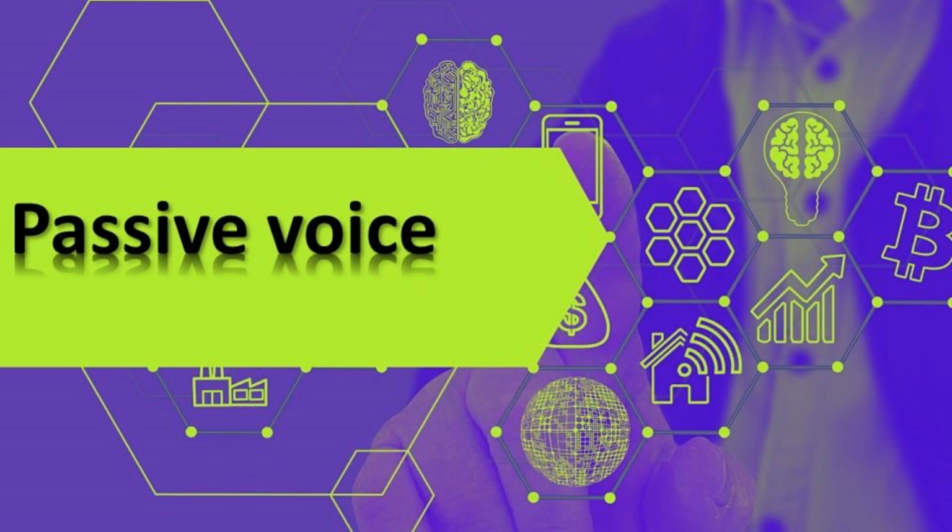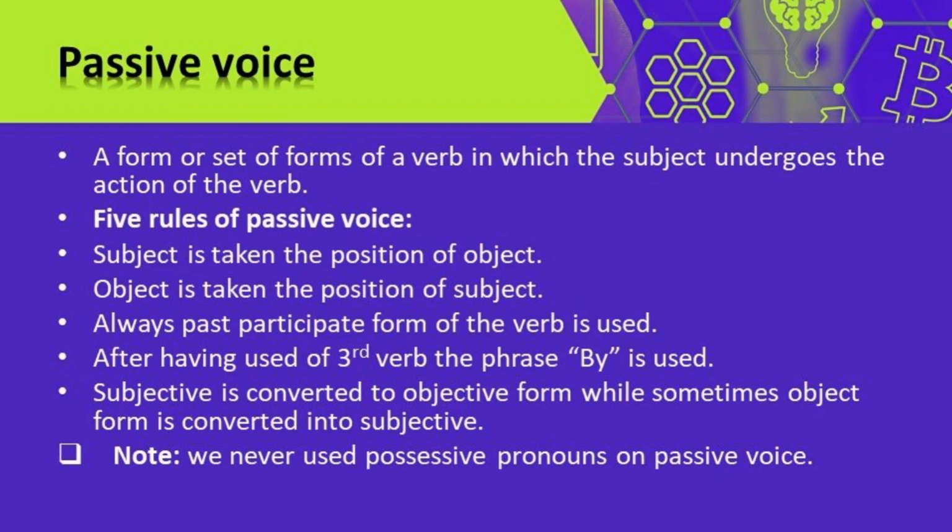Here, according to passive voice, we have started the passive tenses. First of all, we have to define passive voice. After that, some rules and regulations that support passive voice, we will study them. Here we have a definition for passive voice: a form or set of forms of a verb in which the subject undergoes the action of the verb.